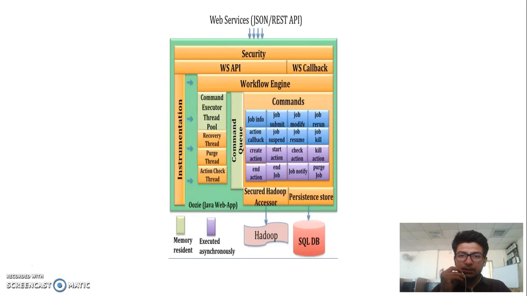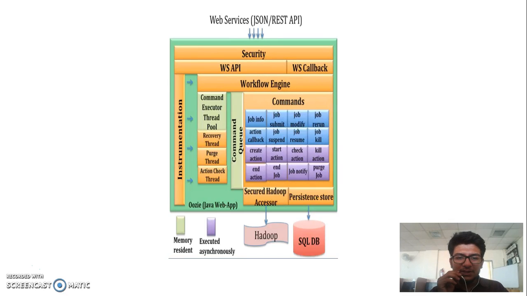Now the next layer that we encounter is the workflow engine. What the workflow engine does is it controls the whole set of commands, the command queue, and the command executor thread pool. Now in this diagram we can see that the diagram is color coded.